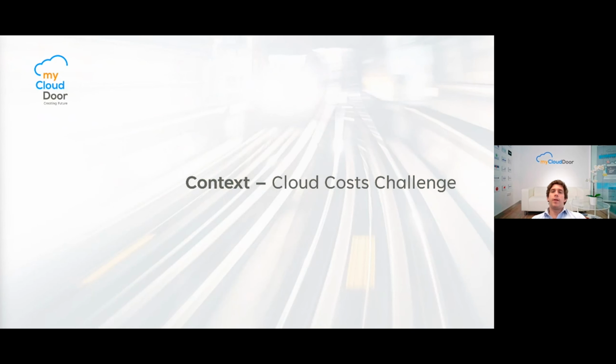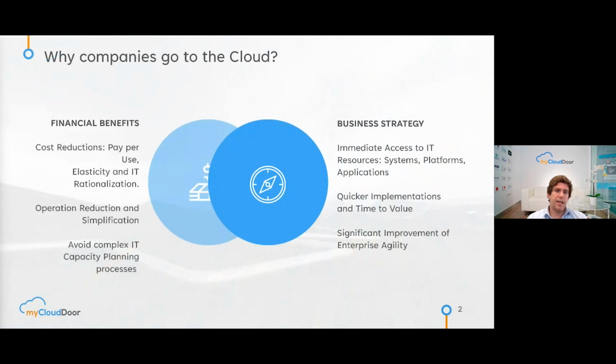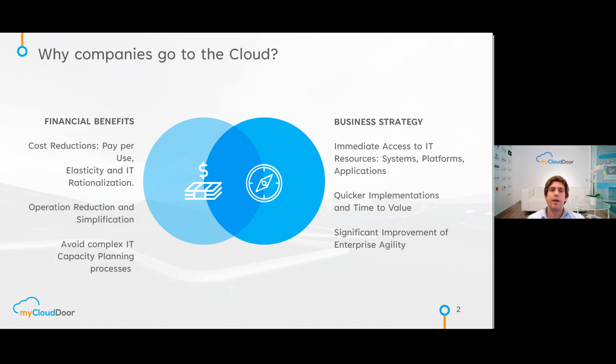So what happens with the cloud and why is the cost and the billing sometimes a challenge? When we see any company going to the cloud, we see two main objectives. The first one is financial benefits. People want to go to the cloud because they are expecting to reduce the cost, rationalize IT cost spending.